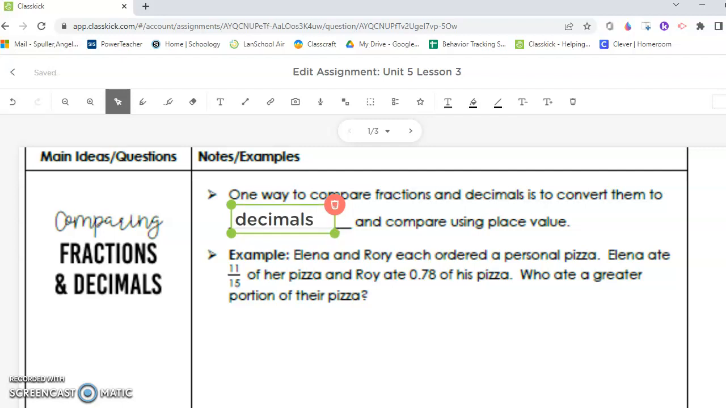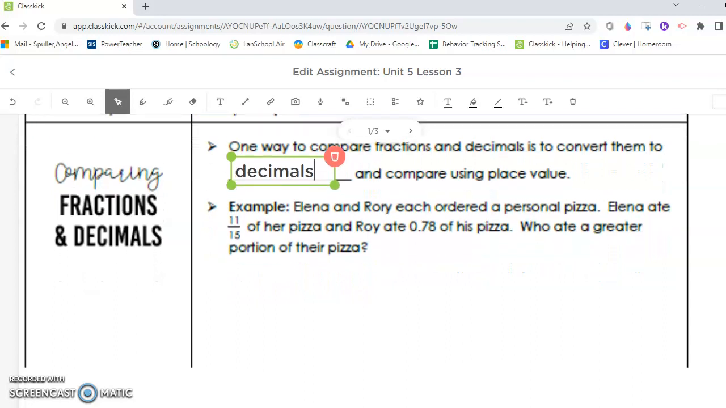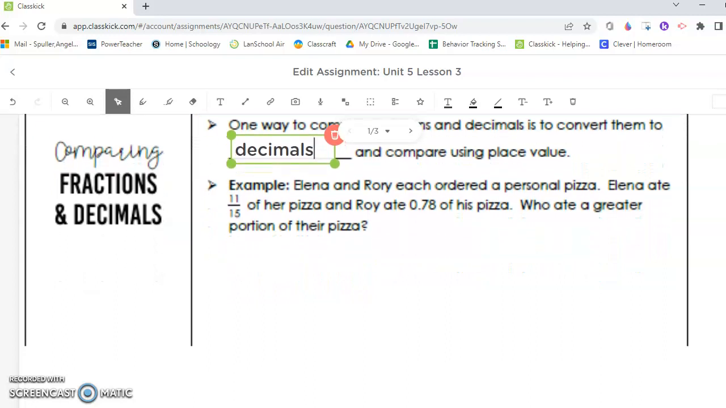Okay, so here's an example. Elena and Rory each ordered a personal pizza. Elena ate 11/15 of her pizza, and Rory ate 7/78 of his pizza. Who had the greater pizza?